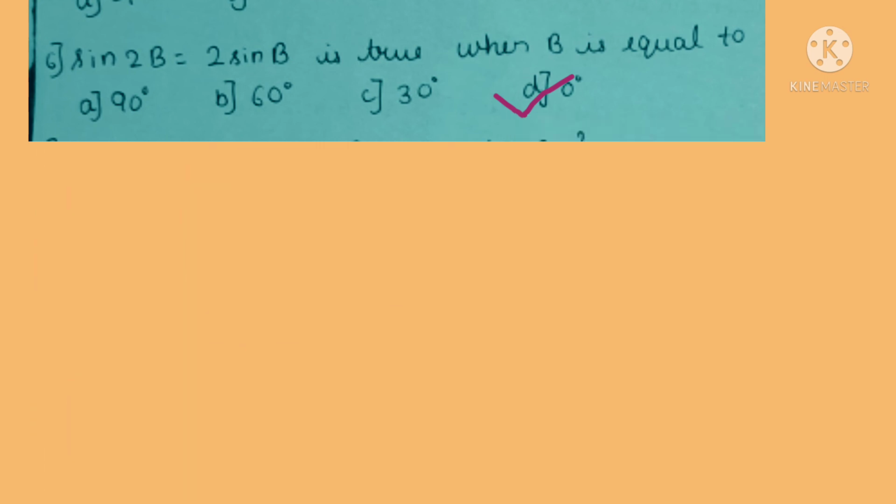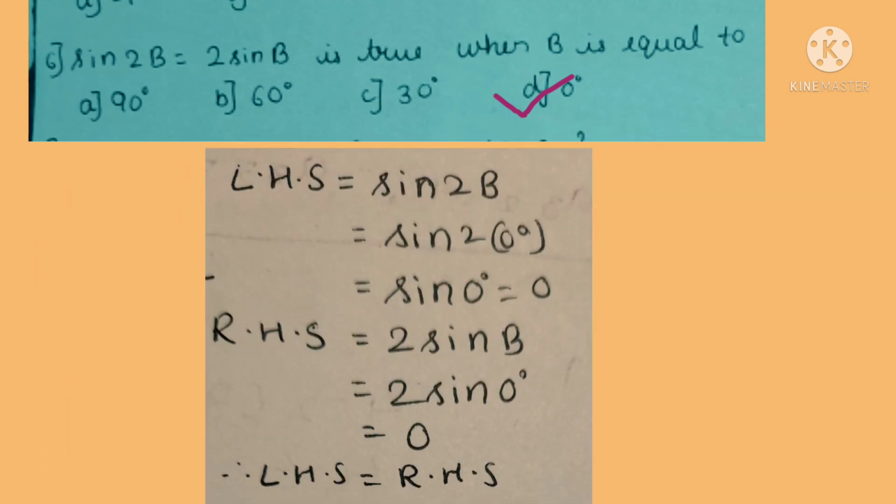The other way is to take the LHS value as sine 2b. In place of b, we put the values 90 degrees, 60 degrees, 30 degrees, 0 degrees as per the options given, and compare the LHS and RHS values. LHS and RHS will be equal when we put 0 degrees in place of b. It's nothing but sine 0 is equal to 2 sine 0. We got the answer as 0. So the option will be absolutely D. The first procedure is quite simpler and easier compared to the second method.